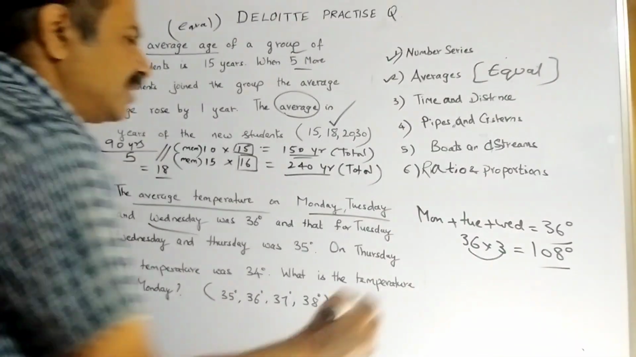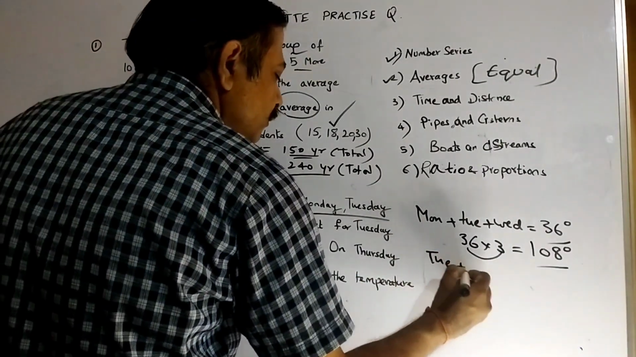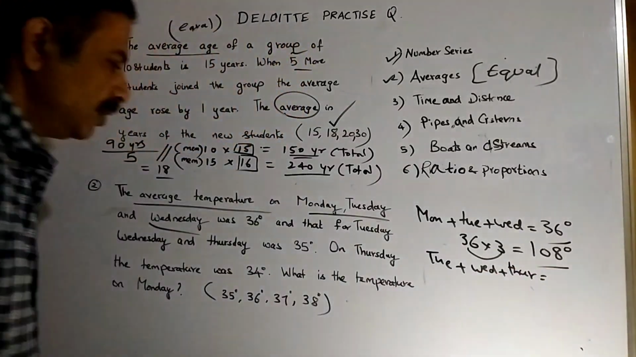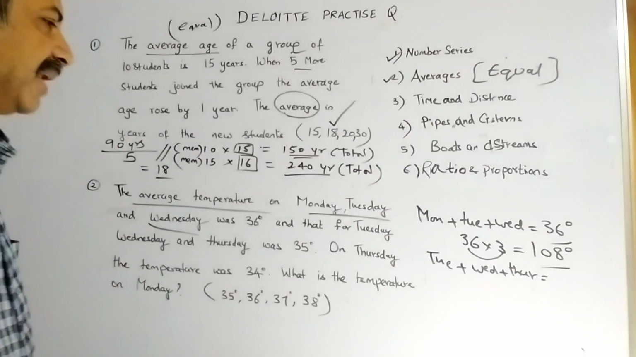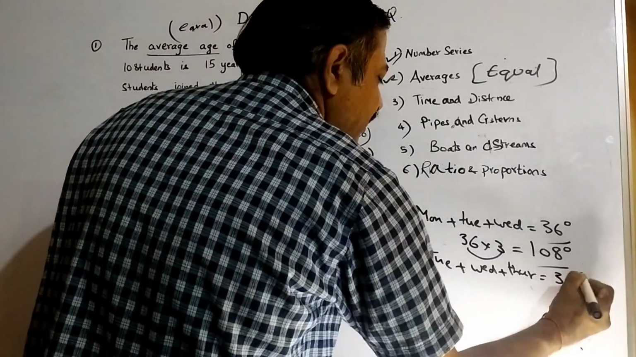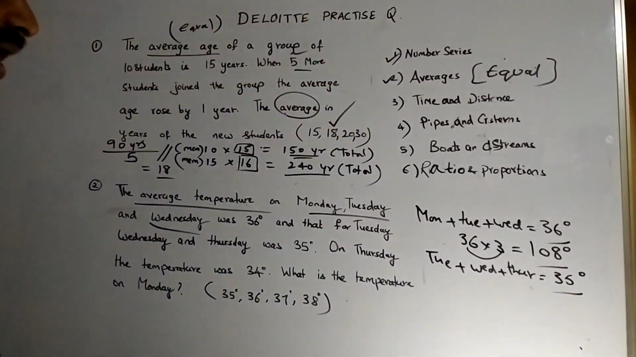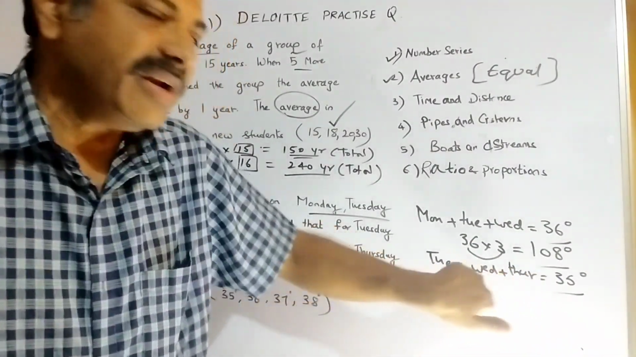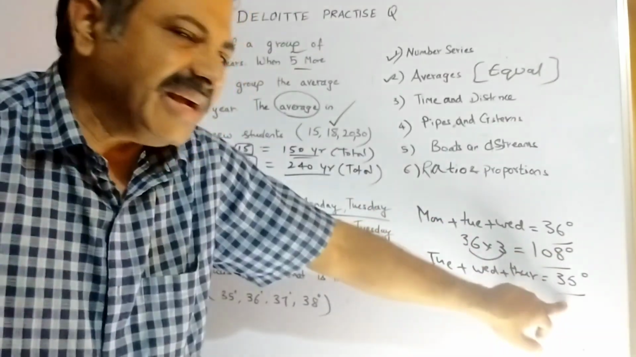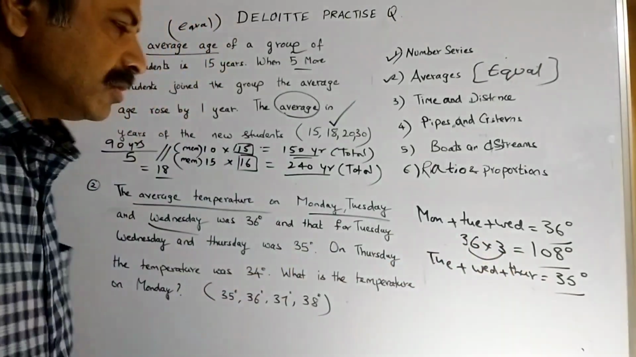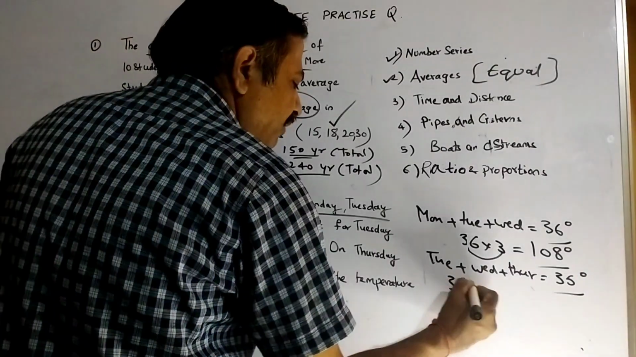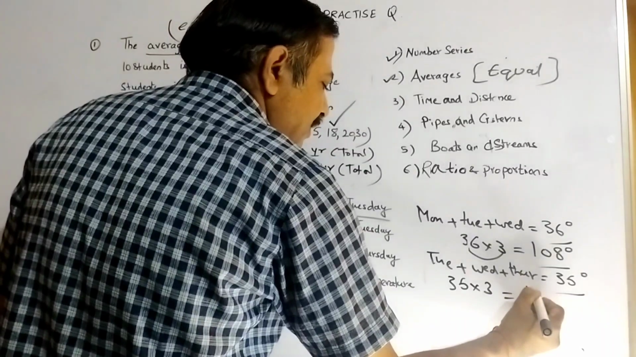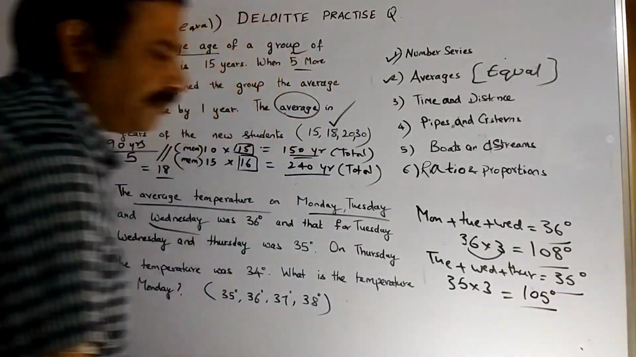In the same way, for Tuesday, Wednesday and Thursday, the average is 35 degrees. My students know average means Tuesday 35, Wednesday 35, Thursday 35. It may be different in the 3 cases, but on average it is 35, 35, 35. So the total is 35 into 3: 30 into 3 is 90, 5 into 3 is 15, 90 plus 15, 105 degrees.